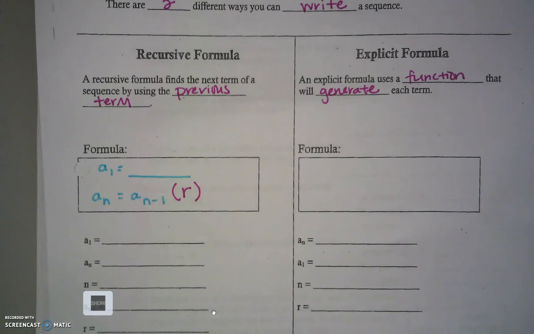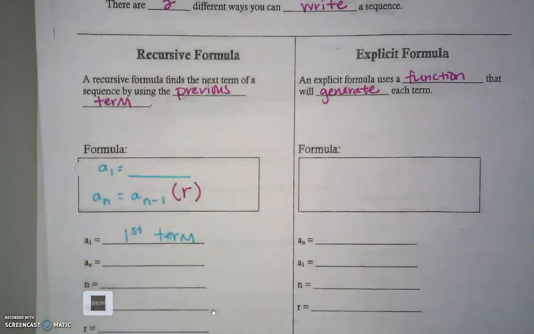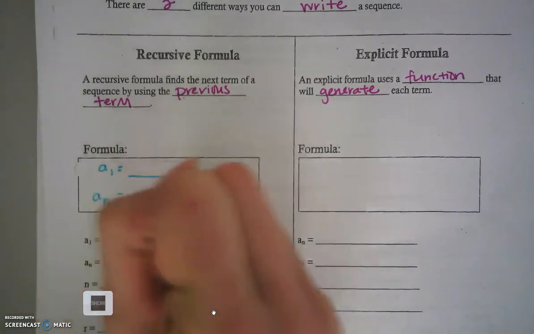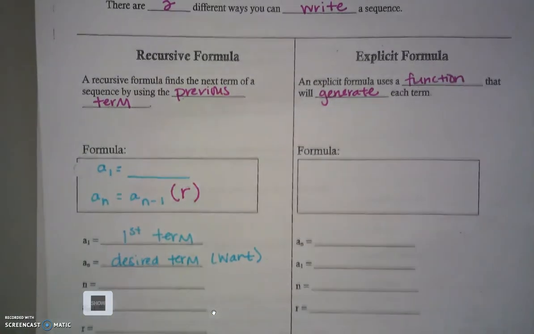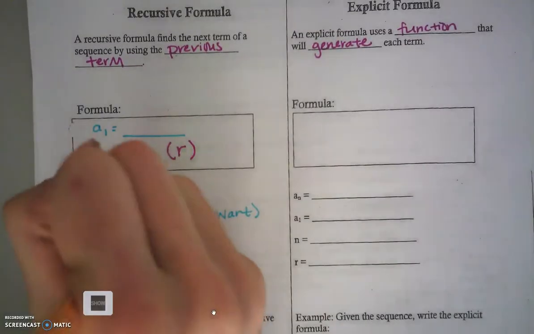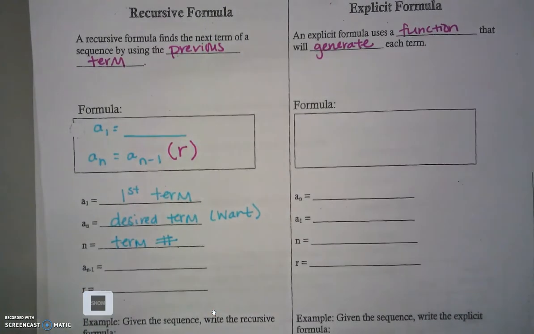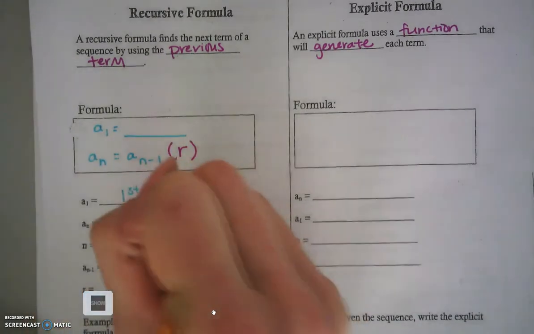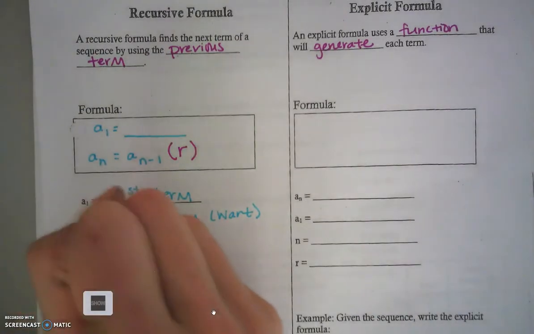So remember, a sub 1 stands for my first term. A sub n is your desired term. You want this term. That's what desired means. N is your term number. What number in my sequence? A sub n minus 1 represents your previous term. And r is your common ratio.